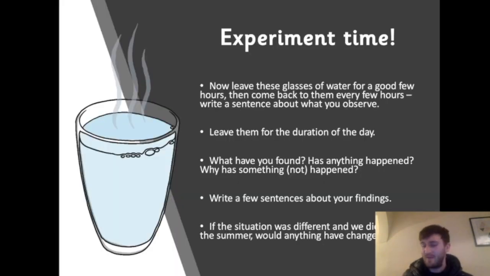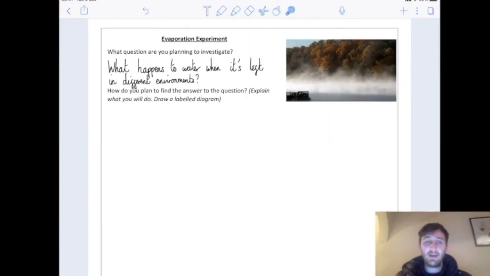So I'm going to move you over to my iPad and show you the sheet and what I want yours to look like. Okay, so your worksheet should look just like this, apart from this question. I have added in, what happens to water when it's left in different environments? So I want you to add in your question, just like this. What happens to water when it's left in different environments?